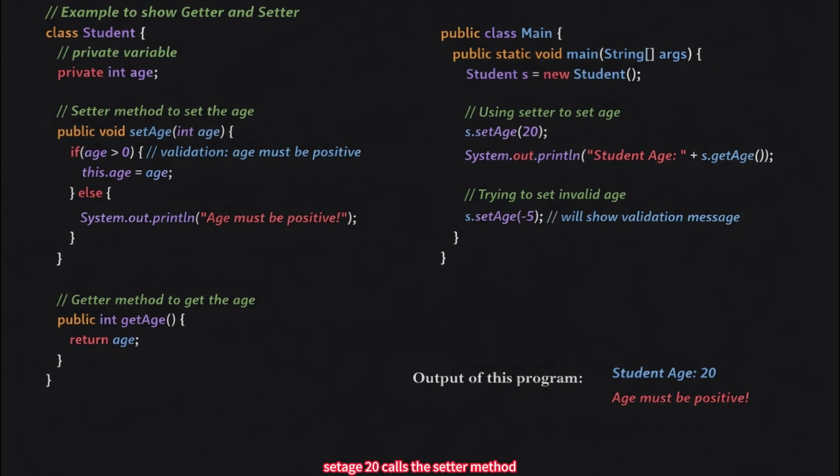setAge(20) calls the setter method. 20 is passed as the parameter value. Inside the setAge method, the parameter age receives the value 20. Then the condition checks if 20 is greater than 0. Since it is true, the line this.age = age assigns 20 to the private variable age of the Student class. So finally, the private variable age inside the Student object now holds the value 20. That is how the setter updates the private variable safely.